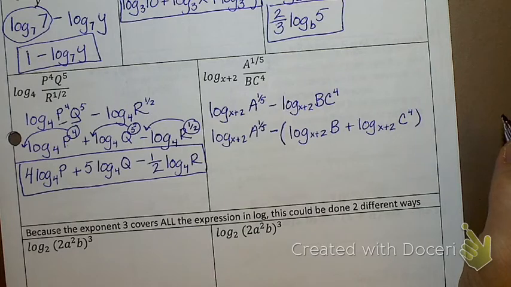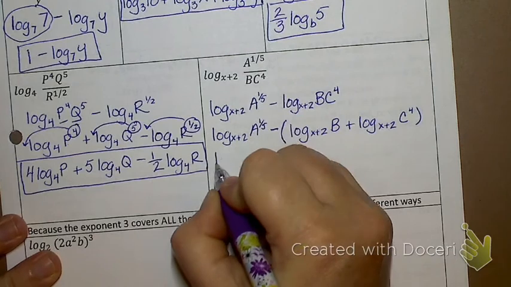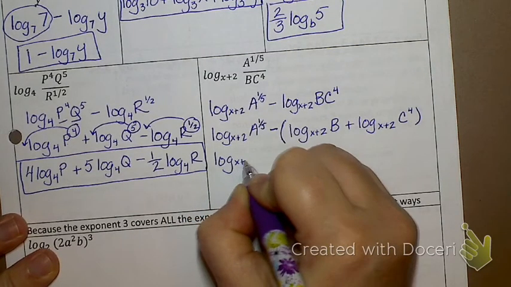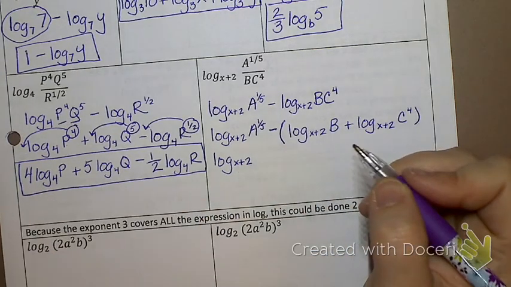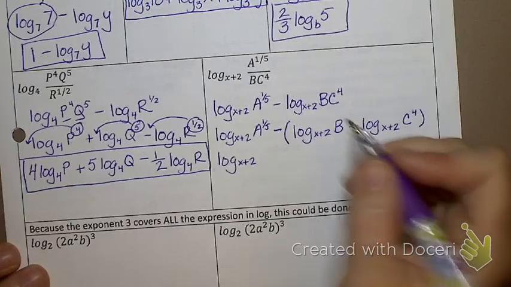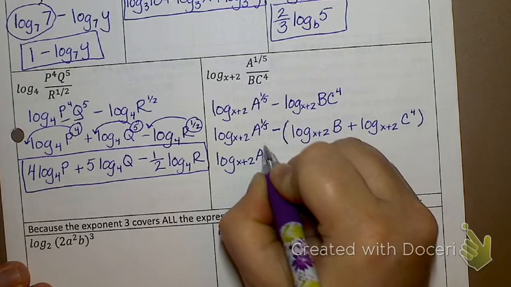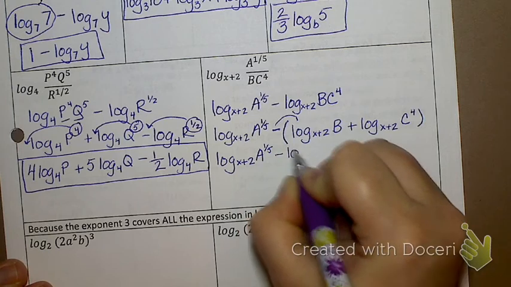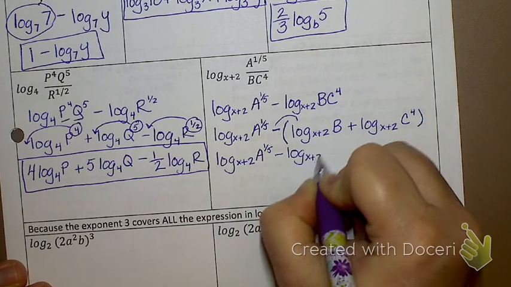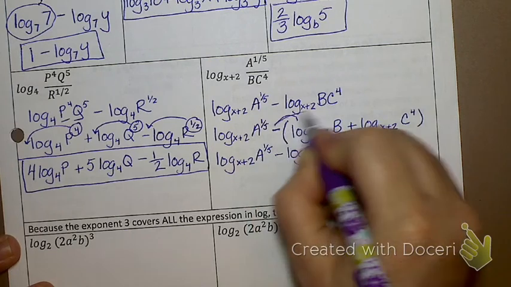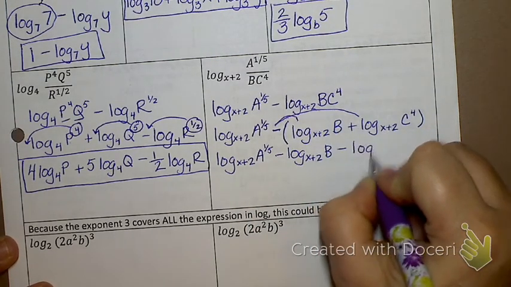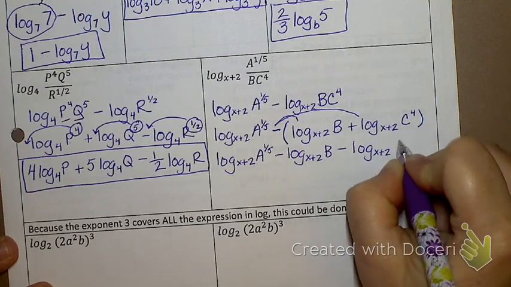And because I put those parentheses there, what do I have to do with that minus sign? Distribute. Now, why did I say it doesn't really matter if it's after a plus sign? Because distributing a plus sign doesn't change anything. Distributing a minus sign does. So, I now have minus log base x plus 2 of b, and then not plus, but minus log base x plus 2 of c to the fourth.